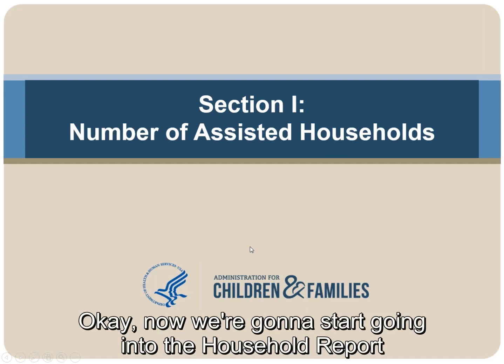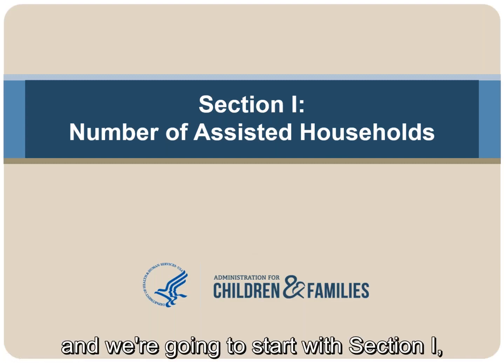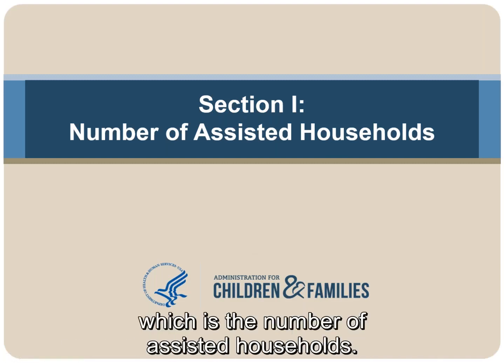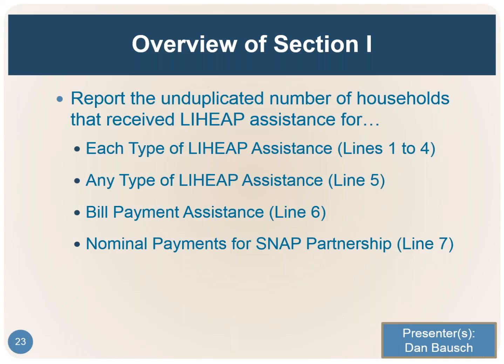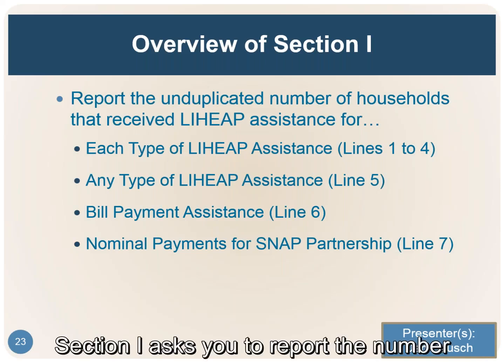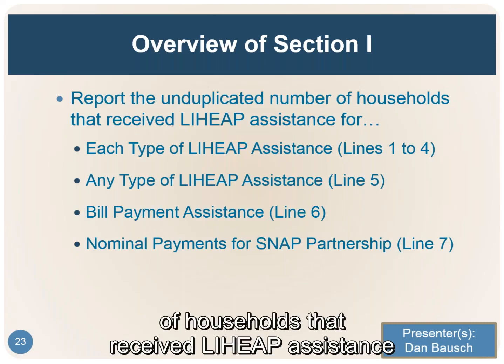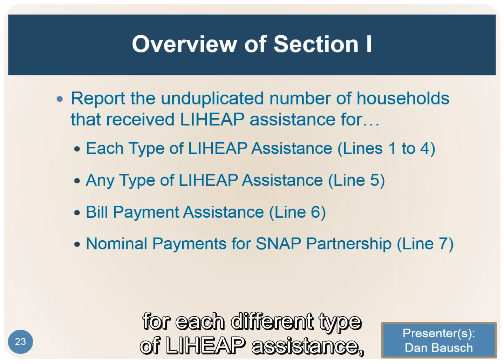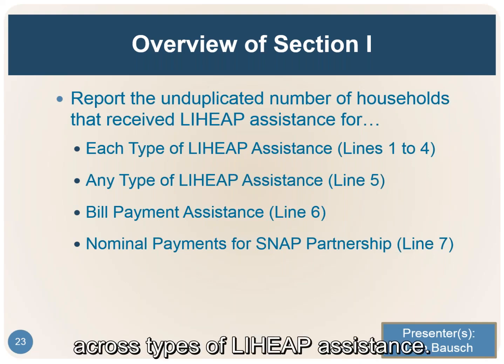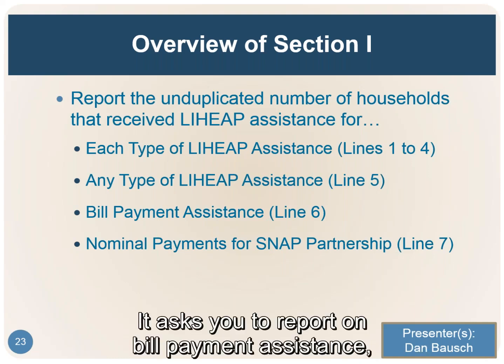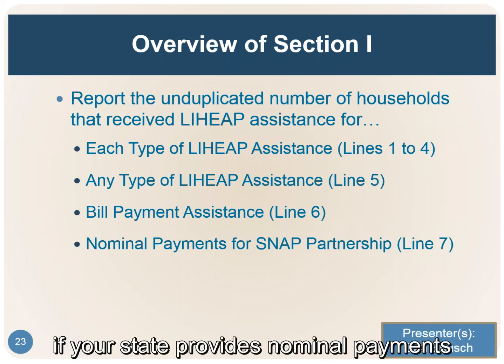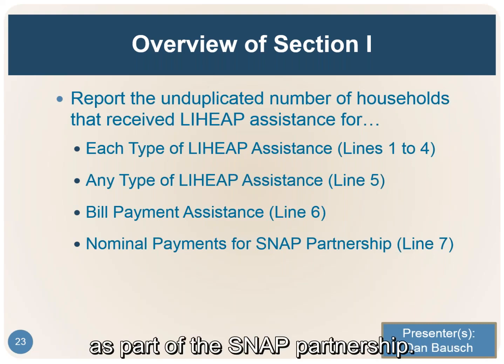Okay, now we're going to start going into the household report, and we're going to start with section 1, which is the number of assisted households. Section 1 asks you to report the number of households that receive LIHEAP assistance for each different type of LIHEAP assistance, across types of LIHEAP assistance. It asks you to report on bill payment assistance, and there's a category if your state provides nominal payments as part of the SNAP partnership.